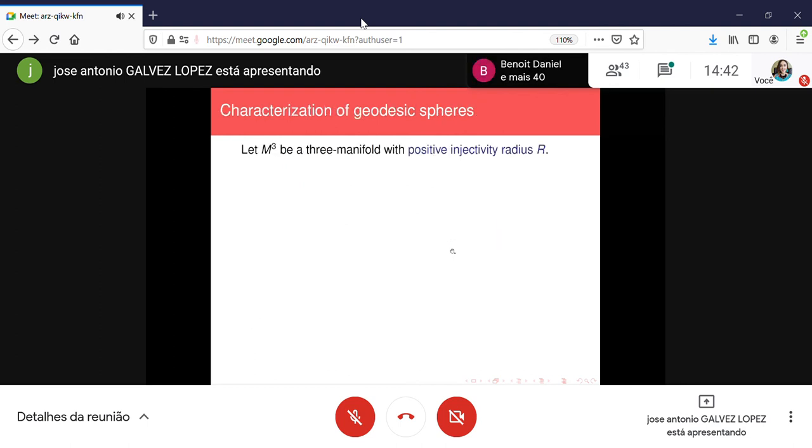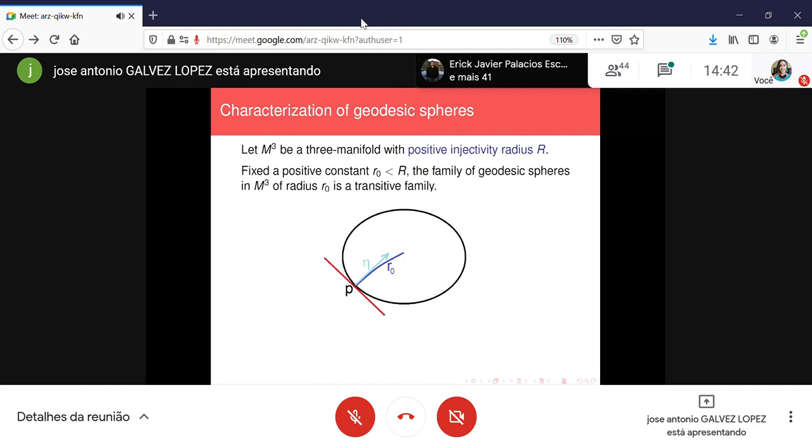Now let us see a couple of consequences of the result. For instance, the characterization of geodesic spheres in general three manifolds. Consider M a three manifold with a positive injectivity radius R. Here R could be plus infinity. Now fix a positive constant R naught less than R, and consider the family of all geodesic spheres in the three manifold M. It is easy to see that this family is a transitive family.